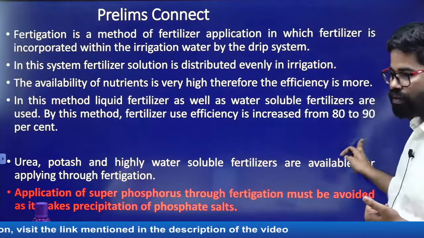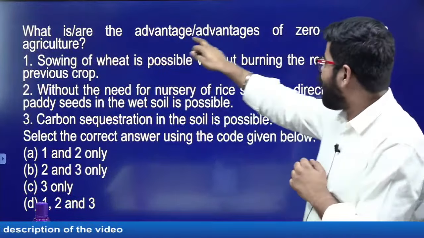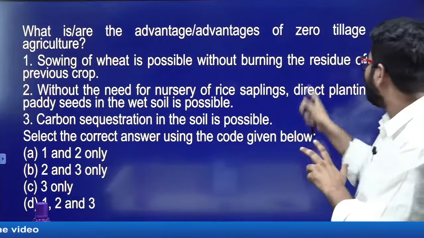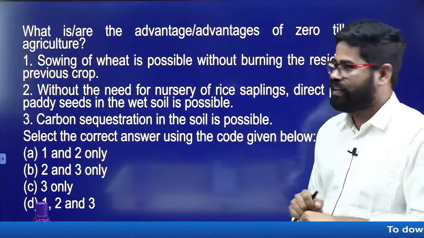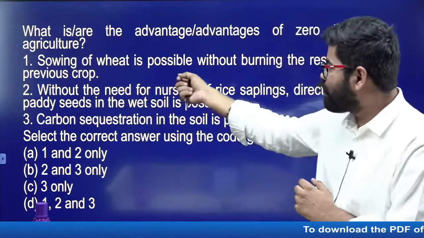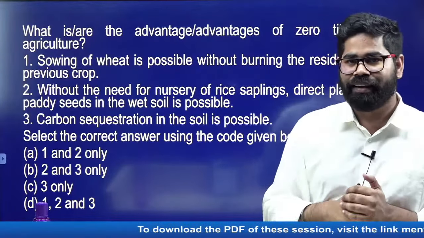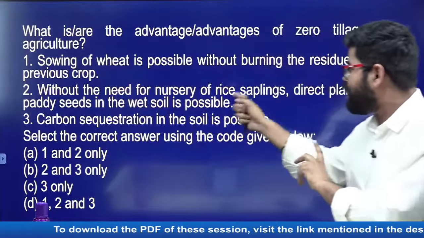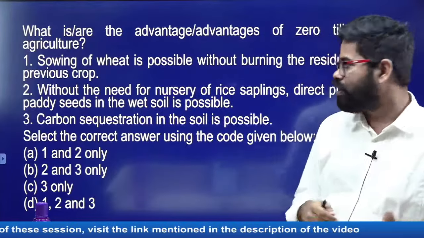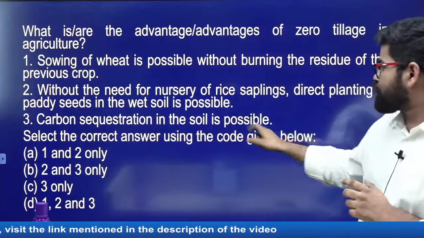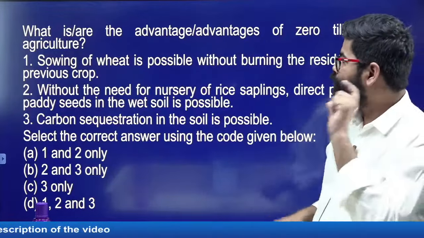Then see, again we have one question. What are the advantages of zero tillage in agriculture? What can be the possible advantages of it? First one, we are seeing that sowing of wheat is possible without burning the residue of the previous crop. Second statement is saying without the need for nursery of rice saplings, direct planting of paddy seeds in the wet soil is possible. Third is saying carbon sequestration in the soil is possible. So three options have been given and you have to choose that.